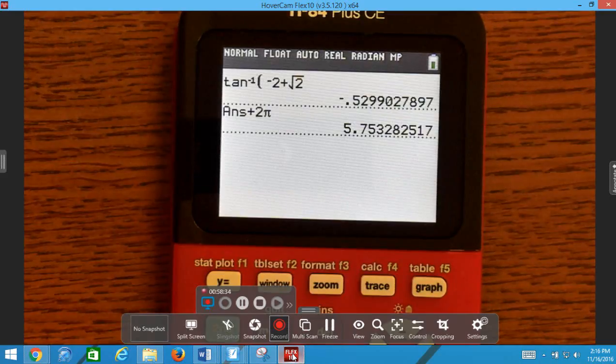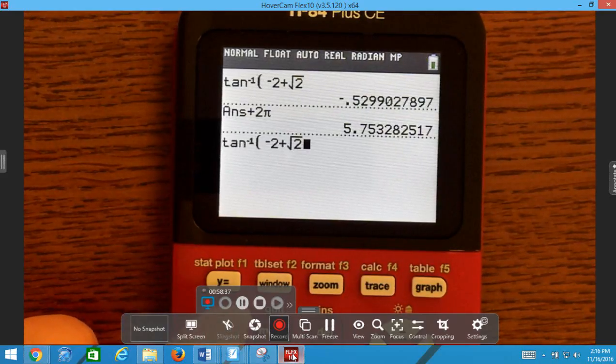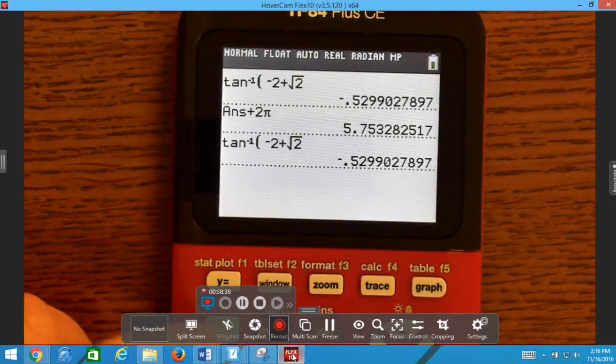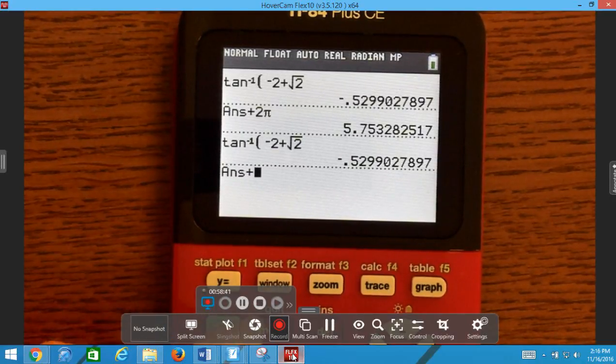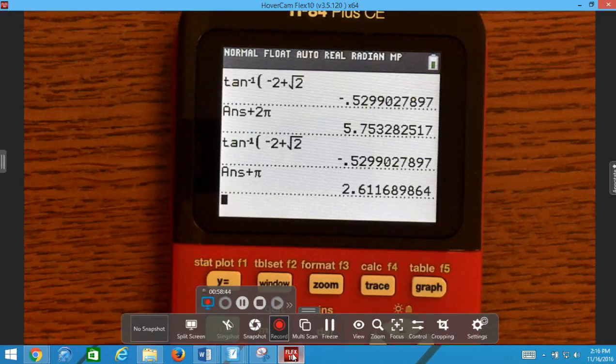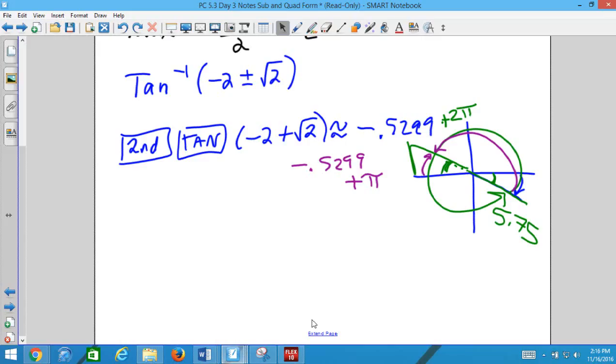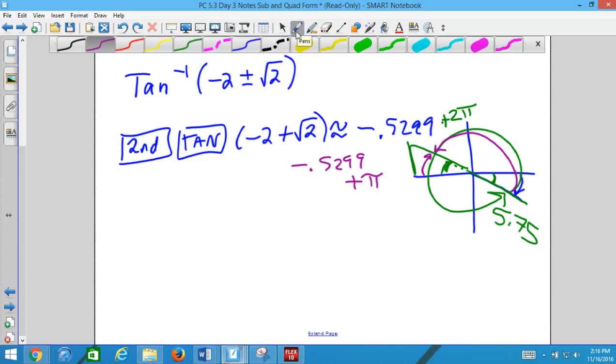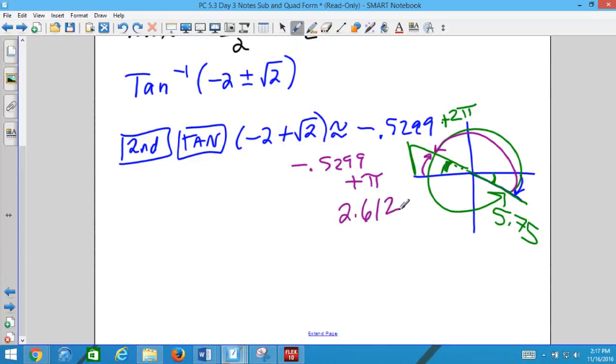So on my calculator, if I have this number and I add pi, 2.612-ish, 2.612. Do you remember doing this in chapter 4? A while ago. Remember, we had to find 2 answers from a radian. It was a while ago. So we're doing it again.